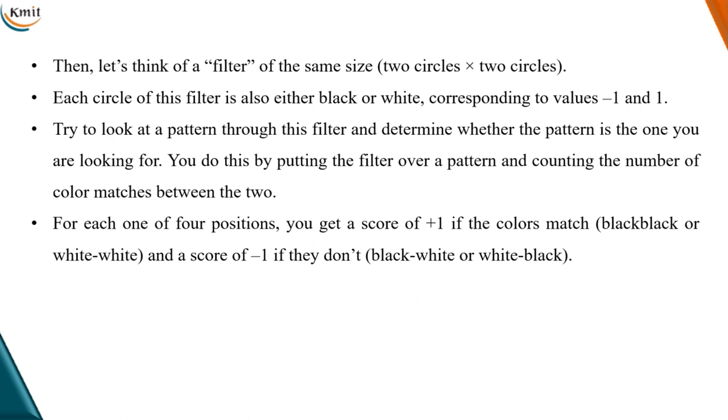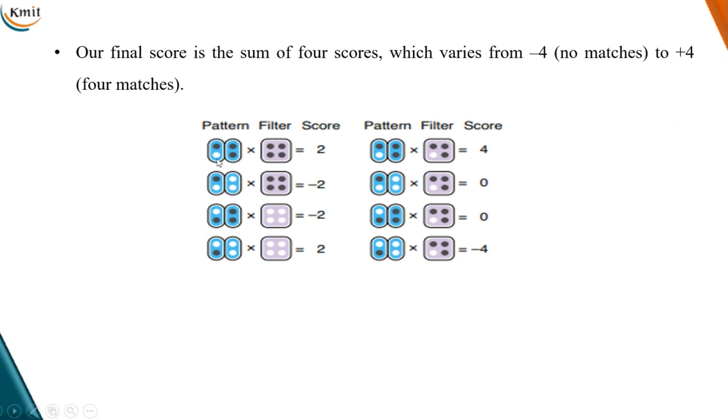When you put the filter over the pattern and count the number of color matches between the two, for each of the four positions you get a score of +1 if the colors match and a score of -1 if they don't. When I talk about colors matching, that is +1: black with black or white with white. When the colors are not matching, that is black overlapped with white or white overlapped with black, we get a score of -1. Let us understand that.